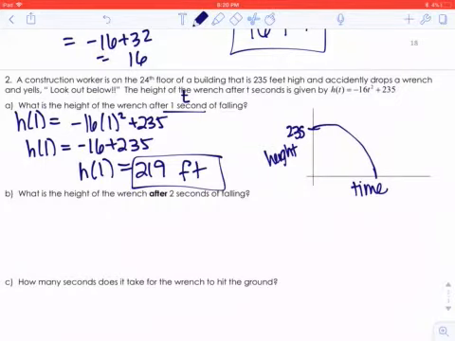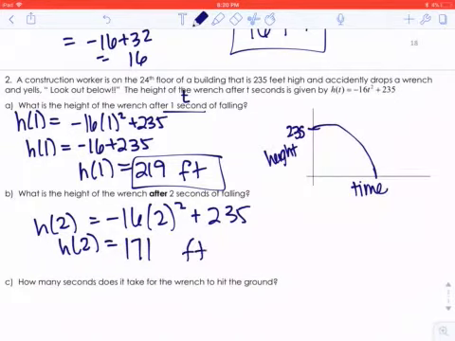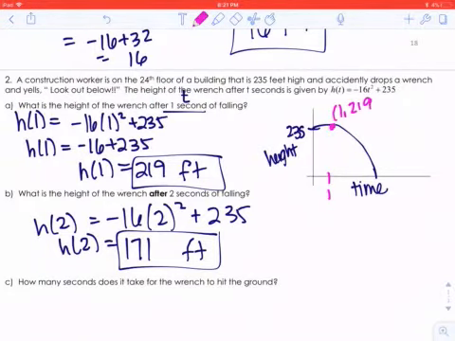What is the height of the wrench after 2 seconds? H of 2 equals, we're going to plug 2 in, negative 16 times 2 squared plus 235. So H of 2 equals, let's see, negative 16 times 4 plus 235. 171 feet. And if we wanted to, we could plot these points, right? After 1 second, he'd be here at 219. And after 2 seconds, he'd be here at 171.